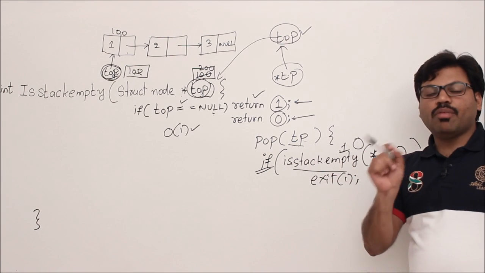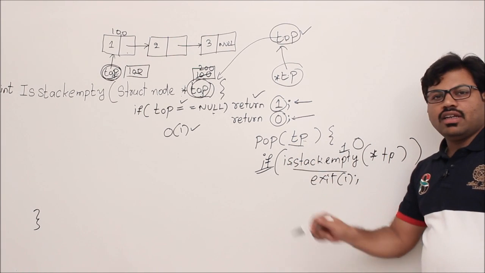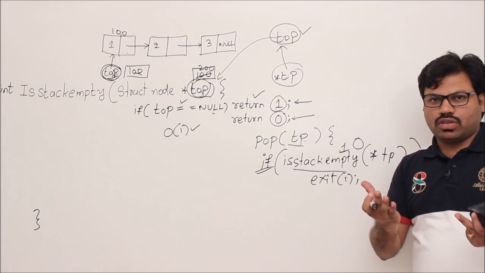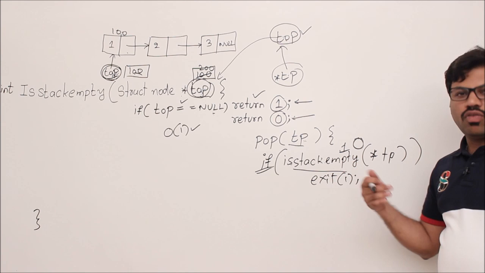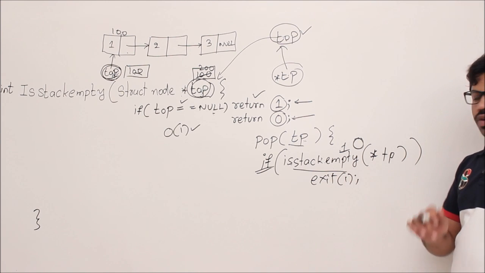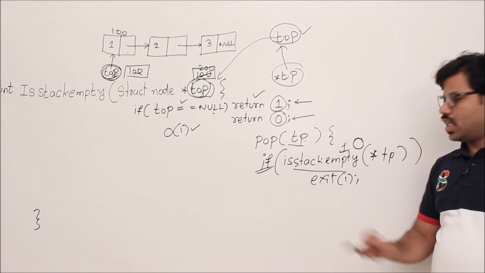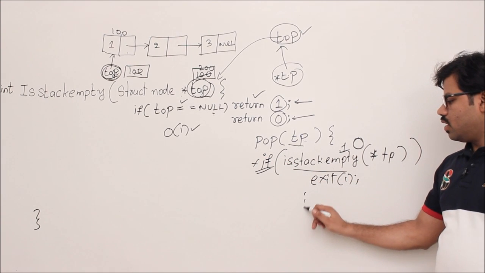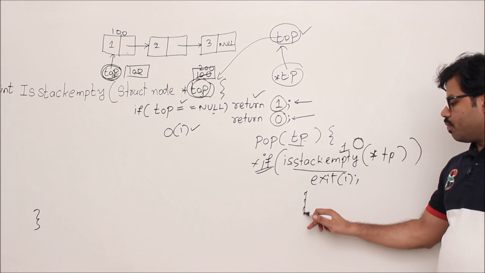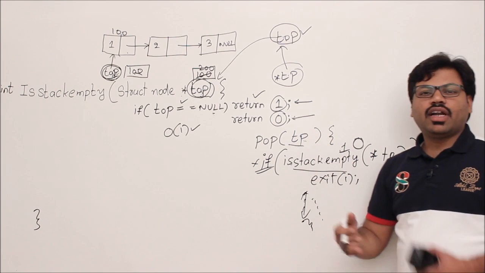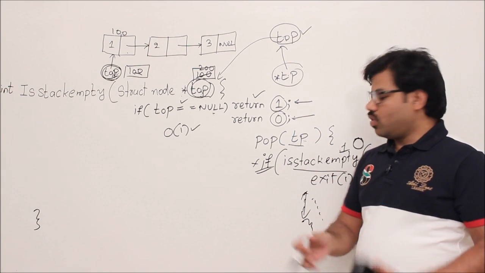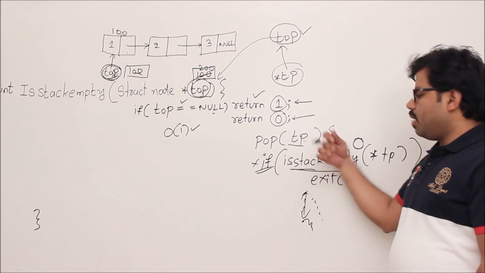If 0, you remember one thing: in an expression, instead of some truth value, if you write integers like 0 or 1 or -5, I already told you 0 is treated as false. That's why the if condition will become false. What do you want to do? We want to pop an element. For that we have to write the code. Of course we have written it, but I was just explaining to you how to call this eStackEmpty in pop.